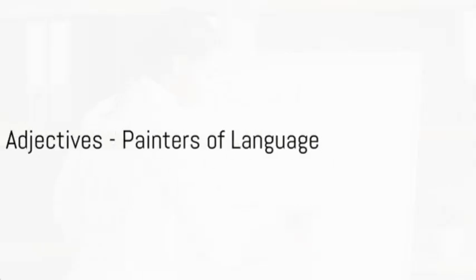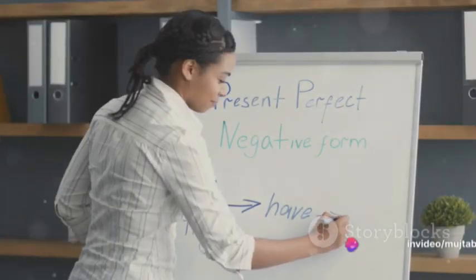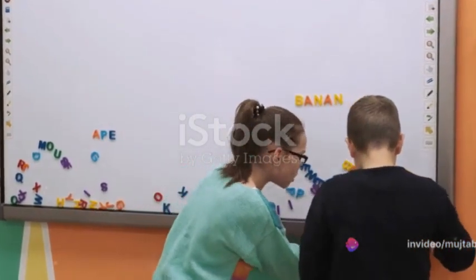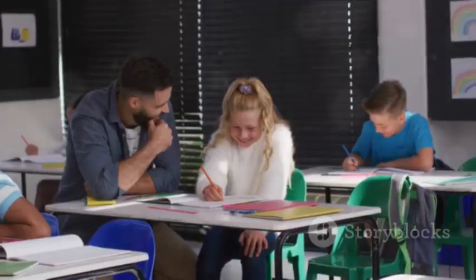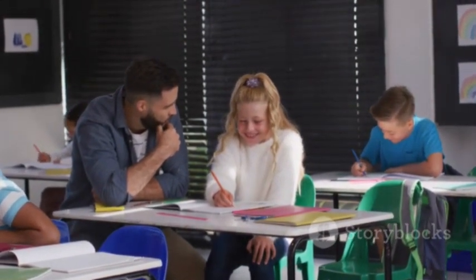Adjectives, the painters of the language world, add color and detail to nouns. A dog can become a big brown dog, and a city can become a bustling, vibrant city. Adjectives spice up your sentences, making them more vivid and interesting.